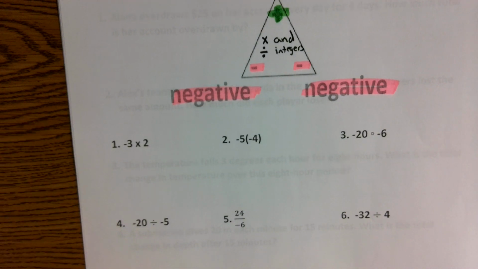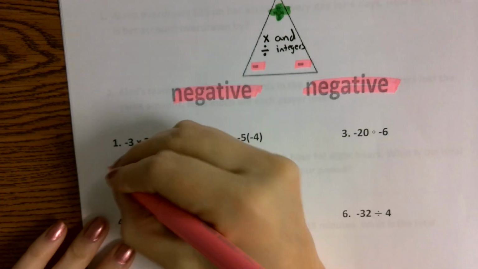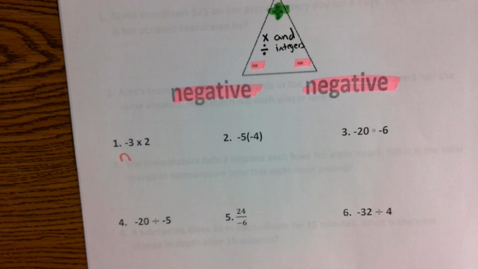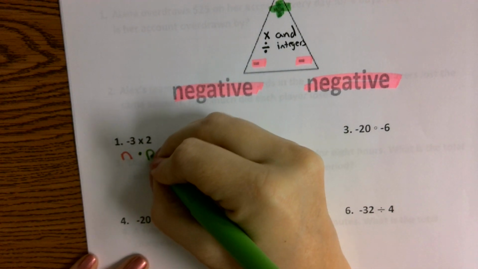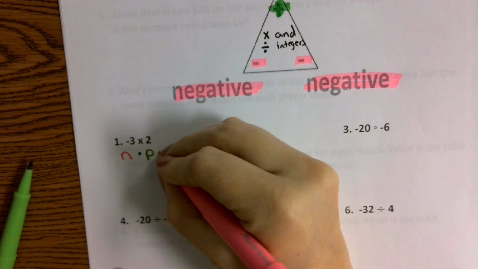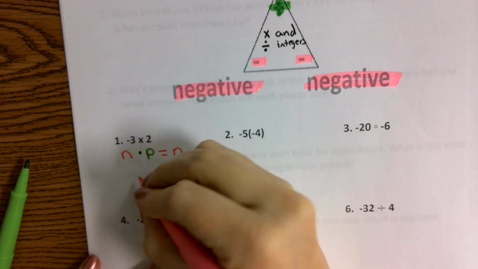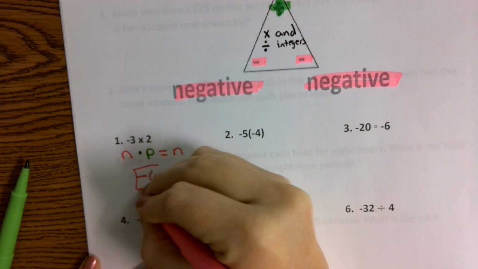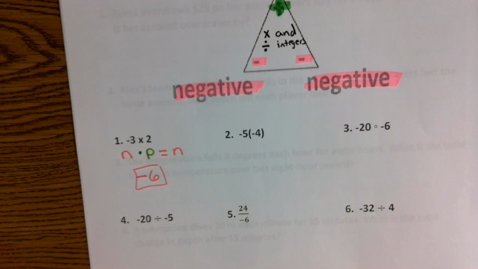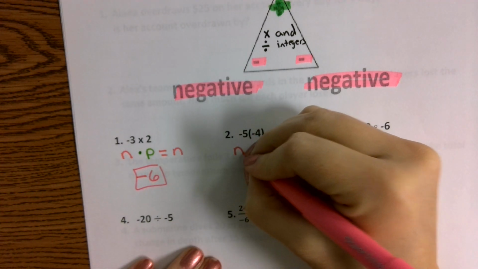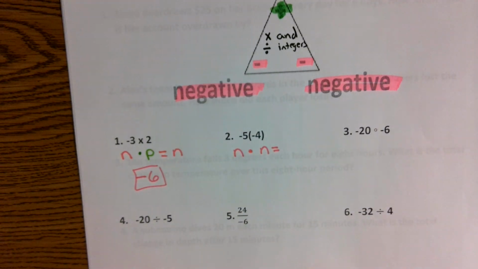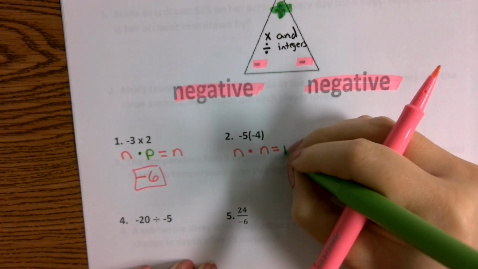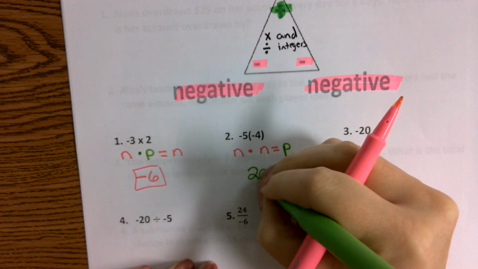Okay, let's go ahead and go over it real quickly. So for here, we have a negative that we are multiplying by a positive. So that means that my answer is going to be a negative. So I should have a negative 6 as my answer. For problem 2, we have a negative that we are multiplying by another negative. So that means my answer should be what? Positive. So we get positive 20.